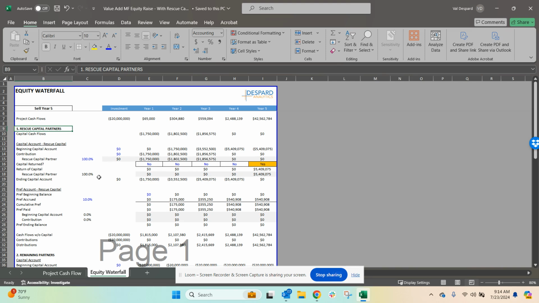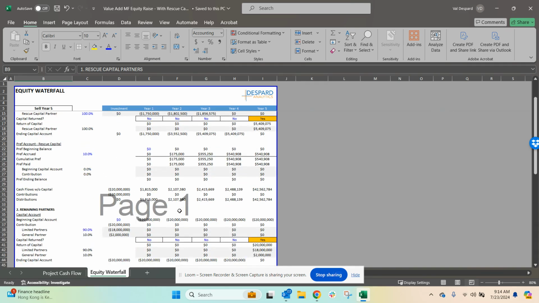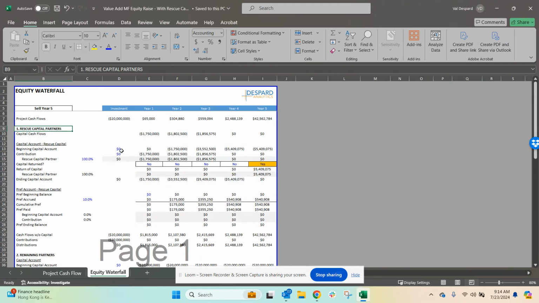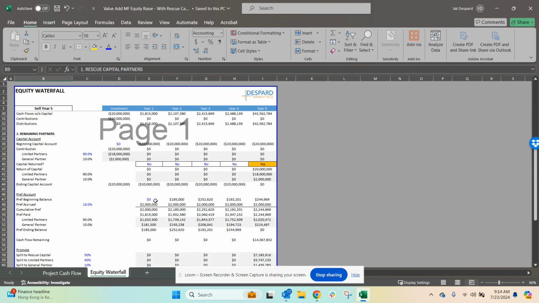So this could be something where, like, if you own a multifamily property, it's distressed and you need to raise equity to kind of get through the remaining renovations or reposition the property in order to get the value where you need it to be. You could raise specifically rescue capital that has its own capital account, pref account, and split at the bottom. So I created kind of the rescue capital account, which is here, and then the remaining partners, which are here. So I broke that out with LP and GP.